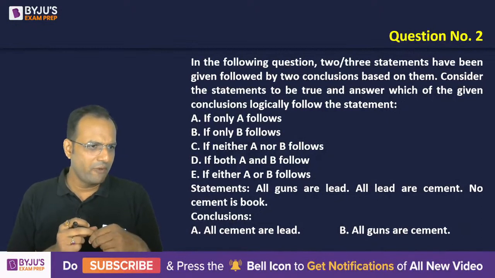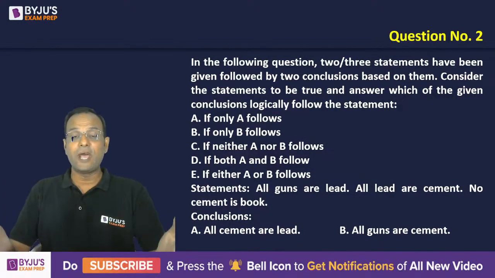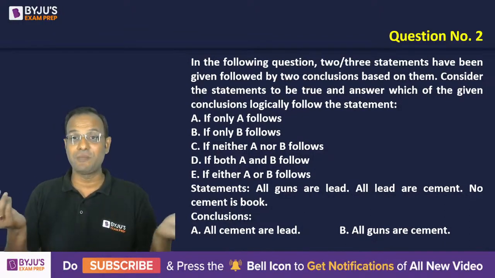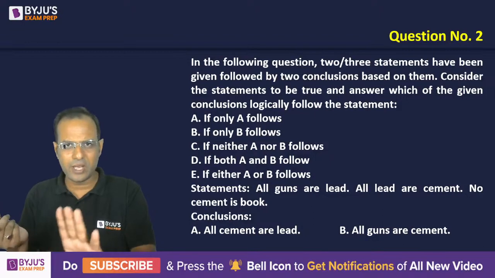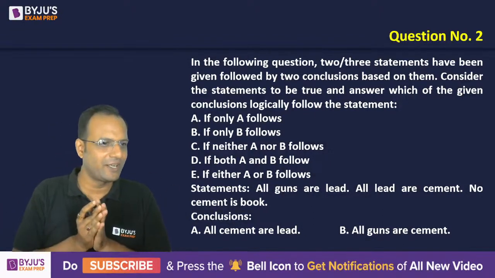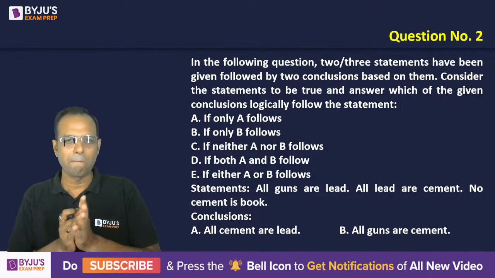Shouldn't the first statement be given in possibility? Well, it could have, but in this question, it was not given as a possibility. So we cannot do anything about it. You are absolutely right when you say so. But in this question, it was not given as a possibility. All right, Karthik? Okay.